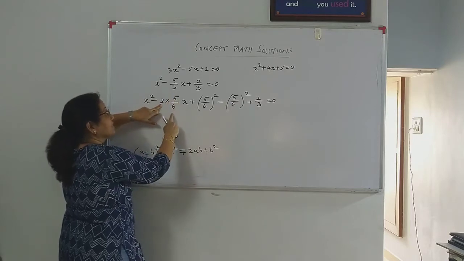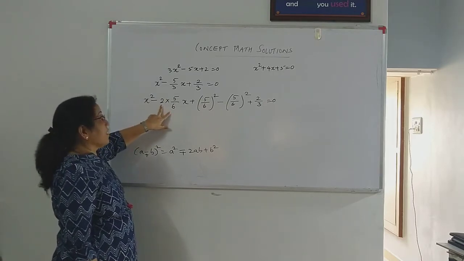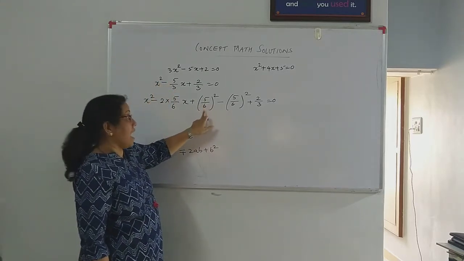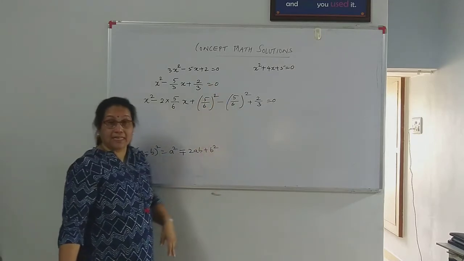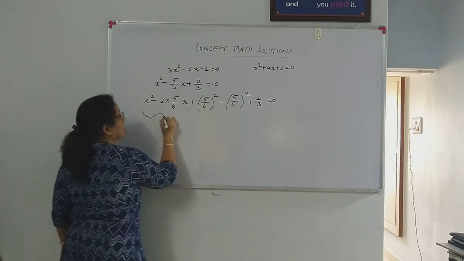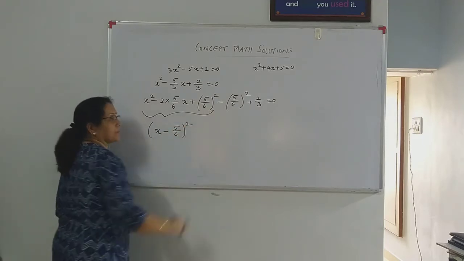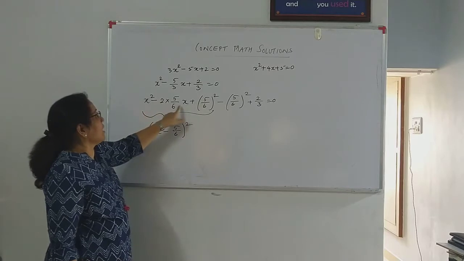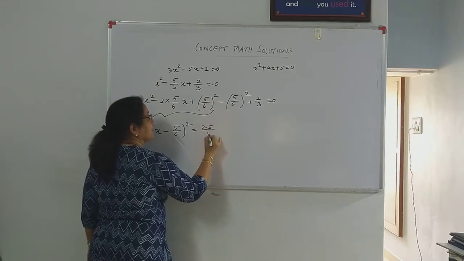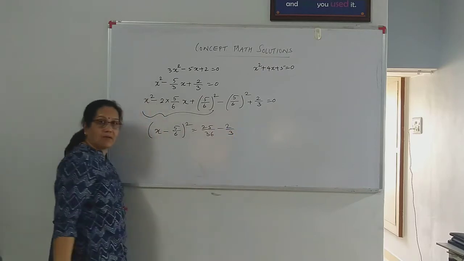So 2 times first term, second term becomes 5/6 because when I multiply by 2, I must divide by 2. Right? So this is 5/6. That means b is 5/6. So I added (5/6)². When I add, I must subtract. And 2/3 is taken as it is. Right? Now you see this is the square of (x − 5/6)². Right? a² − 2ab + b². That's equal to 25/36 becomes positive on the other side. 2/3 becomes negative.